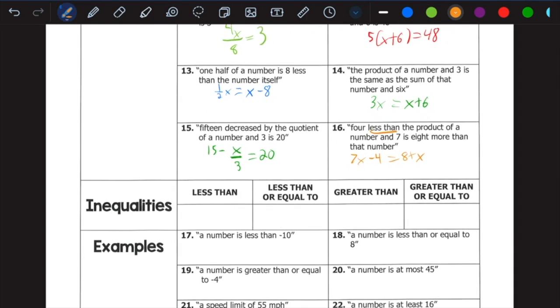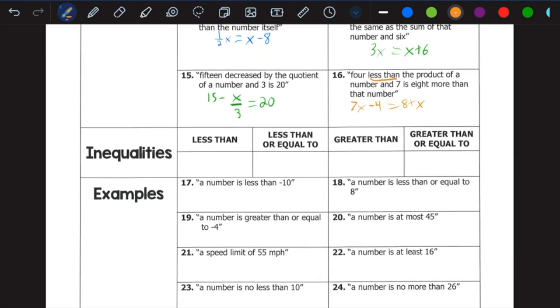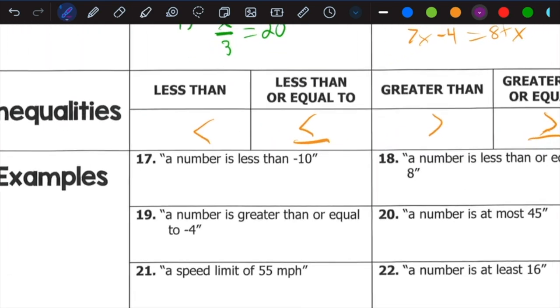Now let's get into inequalities. So our 4 inequalities are the less than symbol, the less than or equal to symbol, the greater than symbol, or the greater than or equal to symbol. And so we're going to use these inequalities as we continue on for our last 10 examples of this lesson and unit. So number 17, a number is less than negative 10.